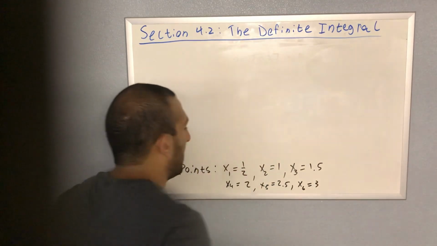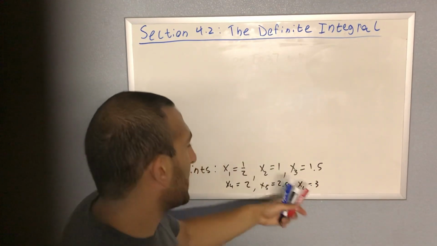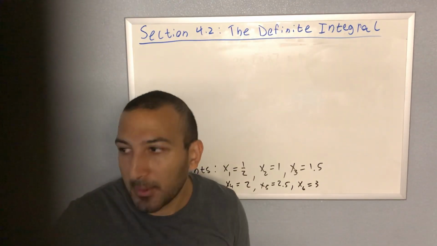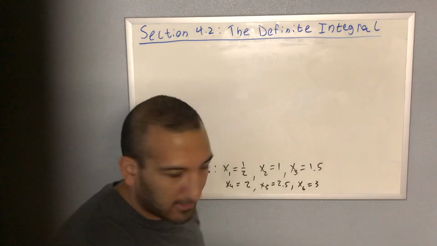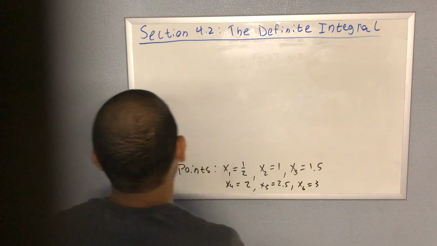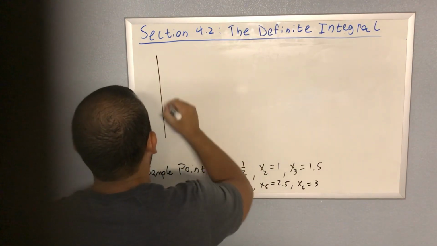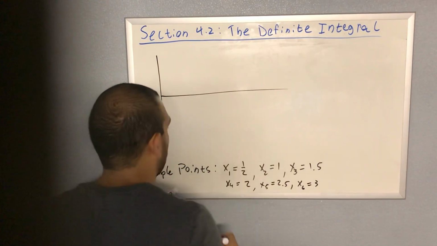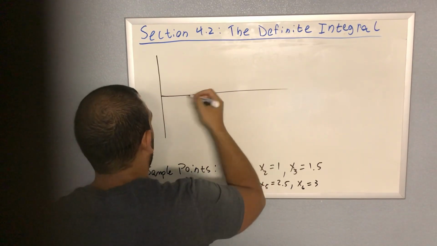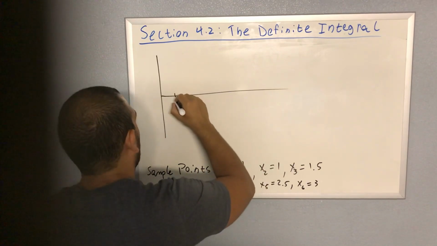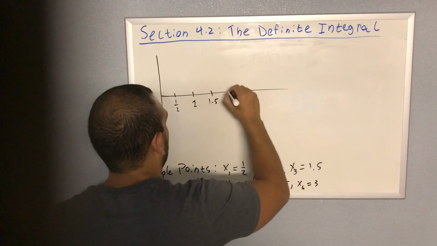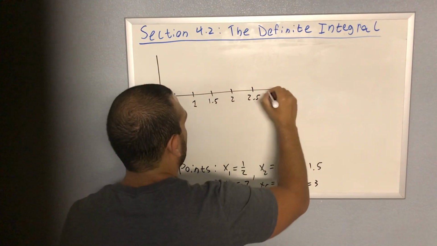Normally at this point you really don't have to graph anymore, because you have your sample points, you have your delta x, and you could just put this into the Riemann sum formula. But for good measure, let's graph what this looks like, because this does have negative areas actually. So we're going from 0 to 3, and these are our sample points: 1/2, 1, 1.5, 2, 2.5, and 3.